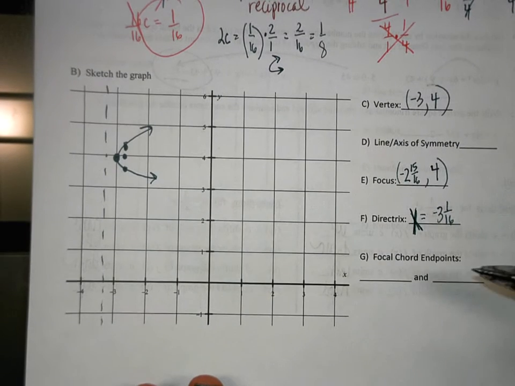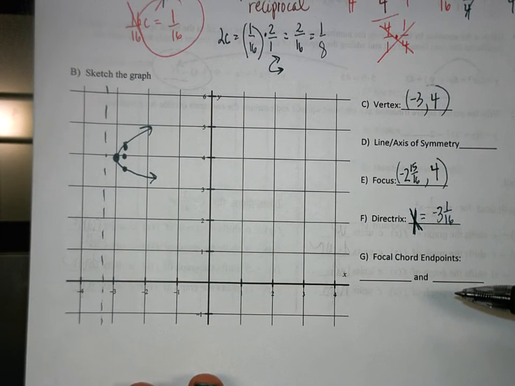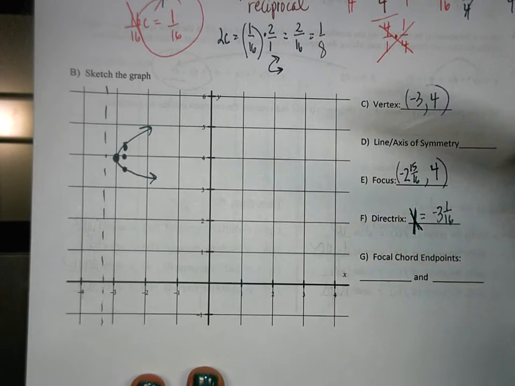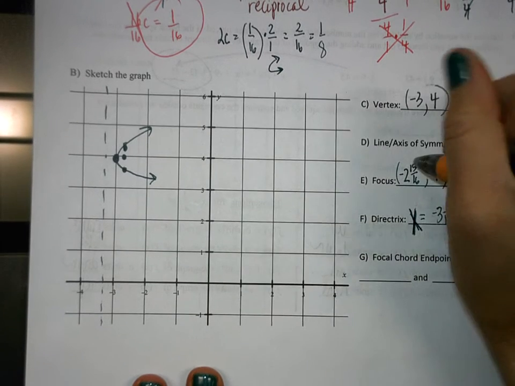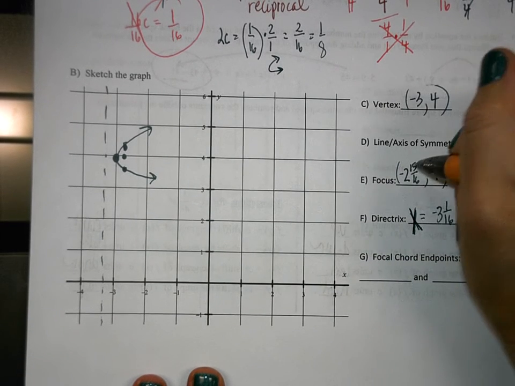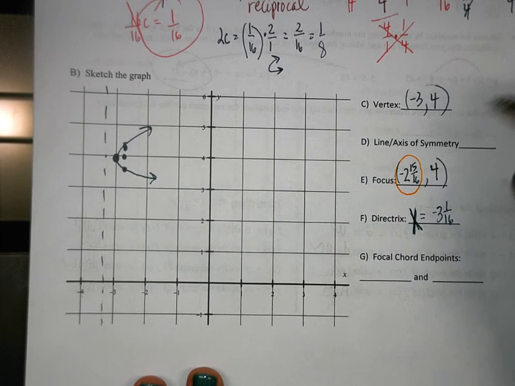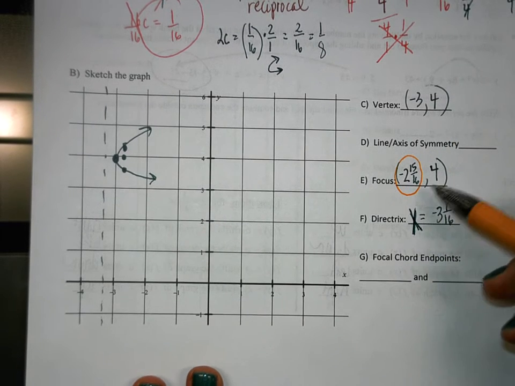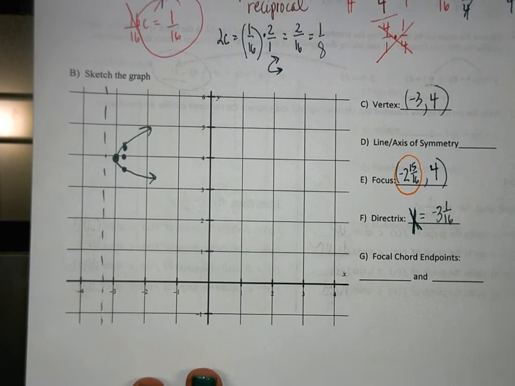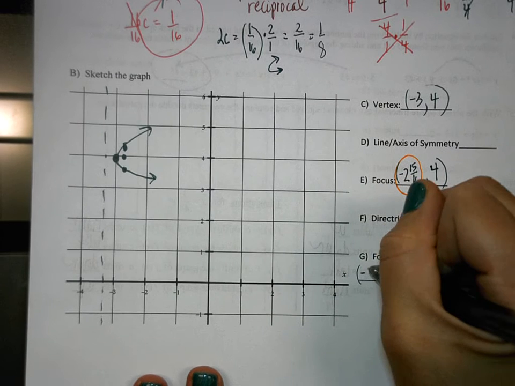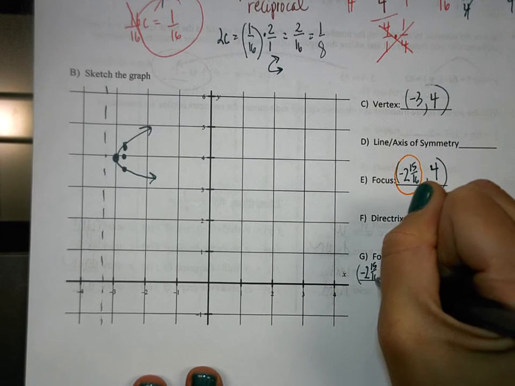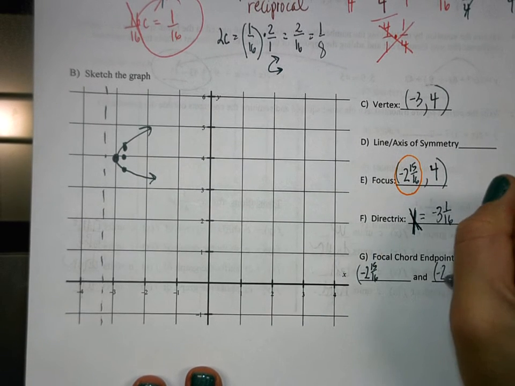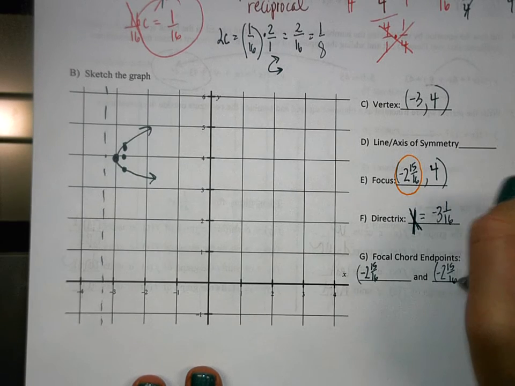So my focal chord endpoints, okay, we are still at, and what's nice is that it lines up with my focus, okay? And so my x value on my focal chord endpoints, both of them on the x are going to be the -2 and 15/16. So you don't have to think about that part because they're lined up with the focus, okay?